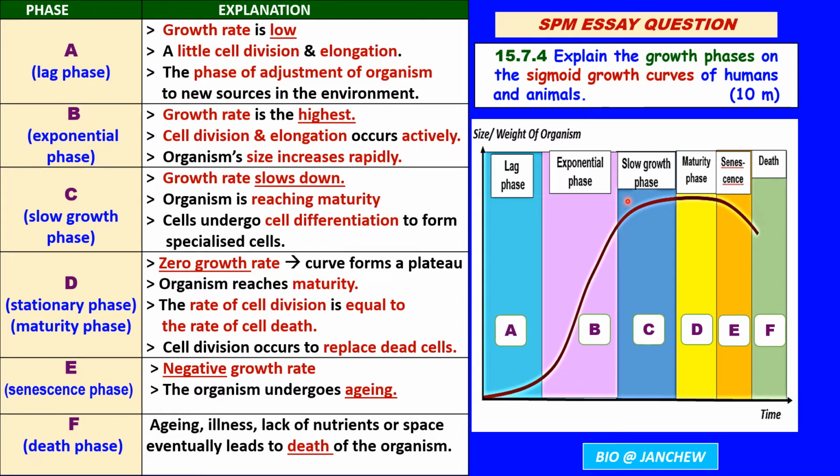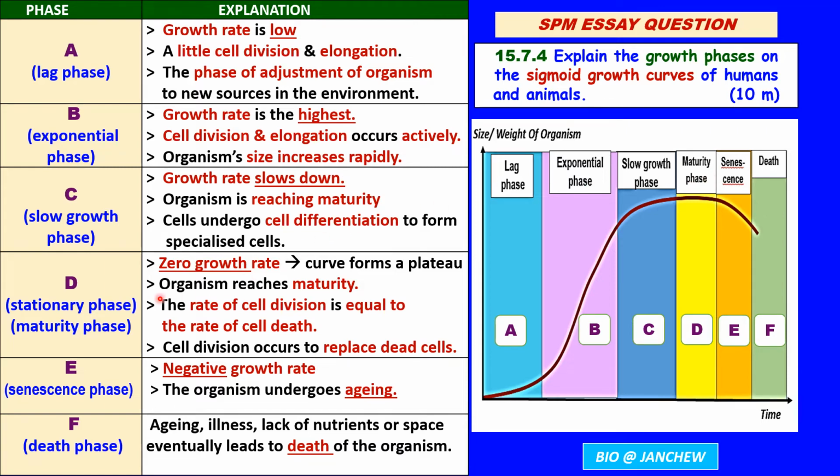Now, after that, as the organism reaches maturity, the growth rate slows down. Now, you can see here that the gradient becomes less again. So the organism is reaching maturity at the slow growth phase. Cells undergo cell differentiation to form specialized cells. So many cells are undergoing the cell differentiation, right? Cell division and cell elongation may have been reduced as the organism is reaching maturity, right?